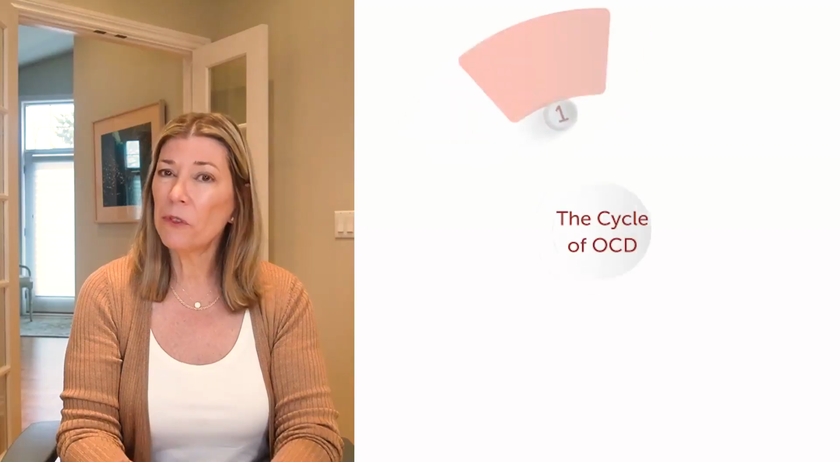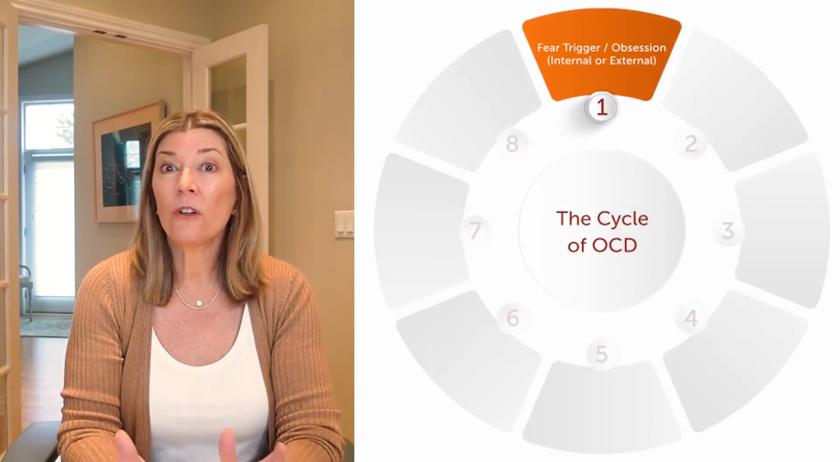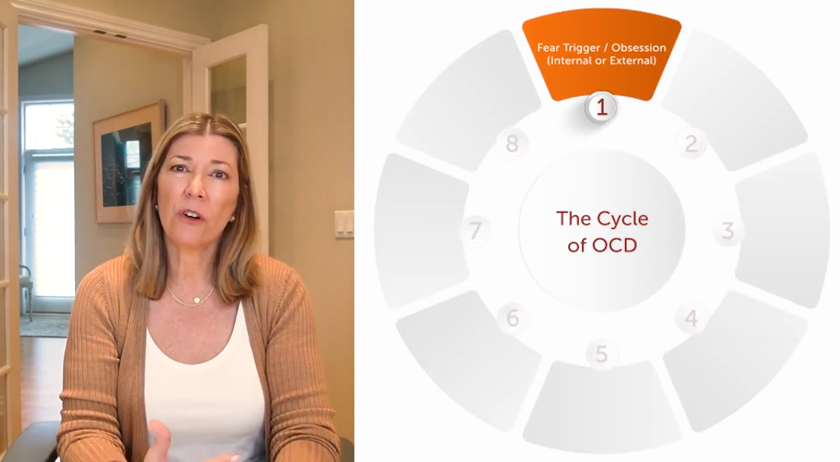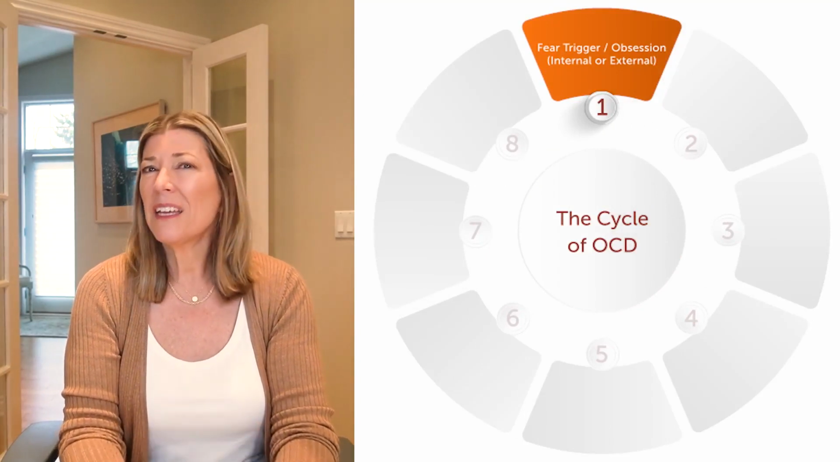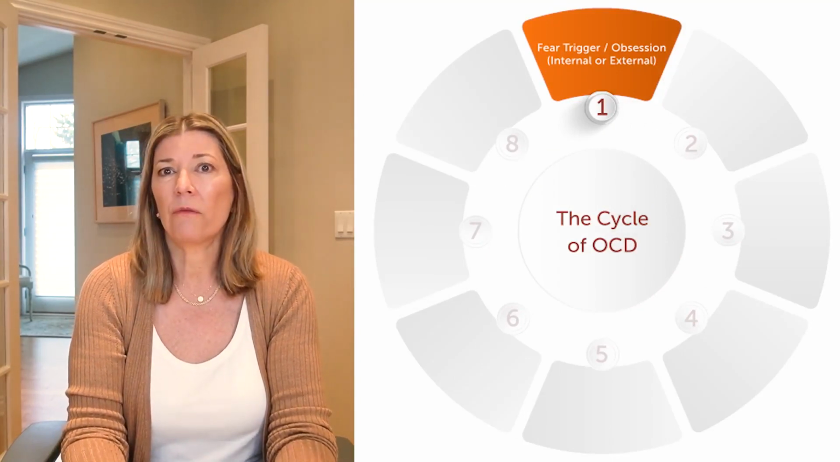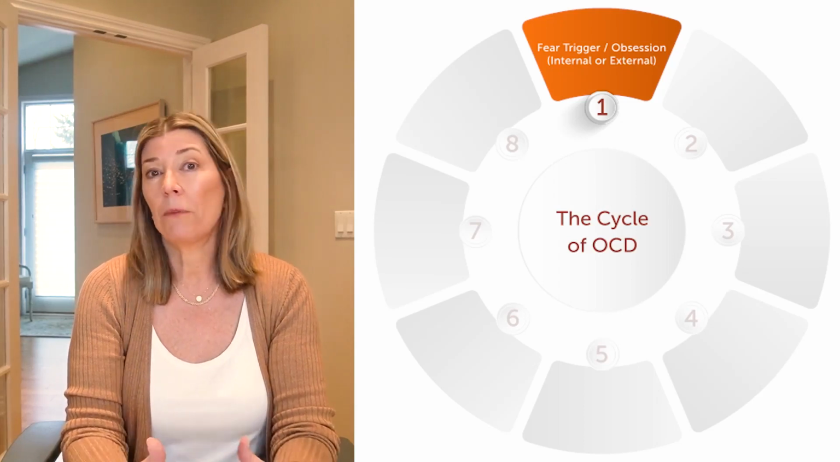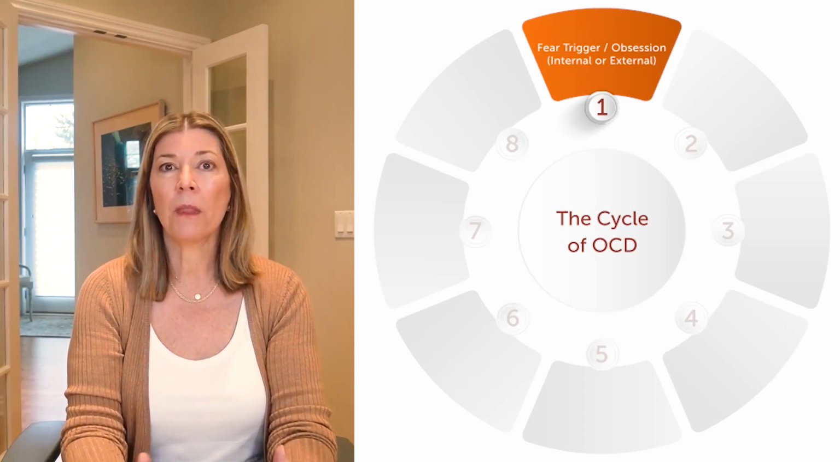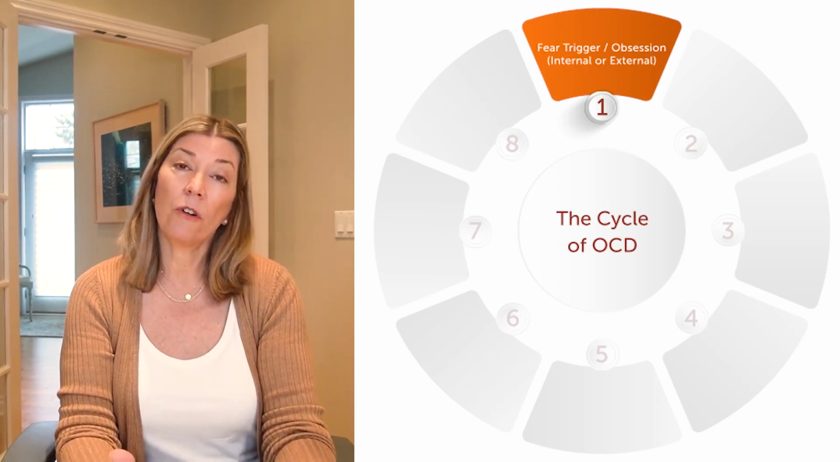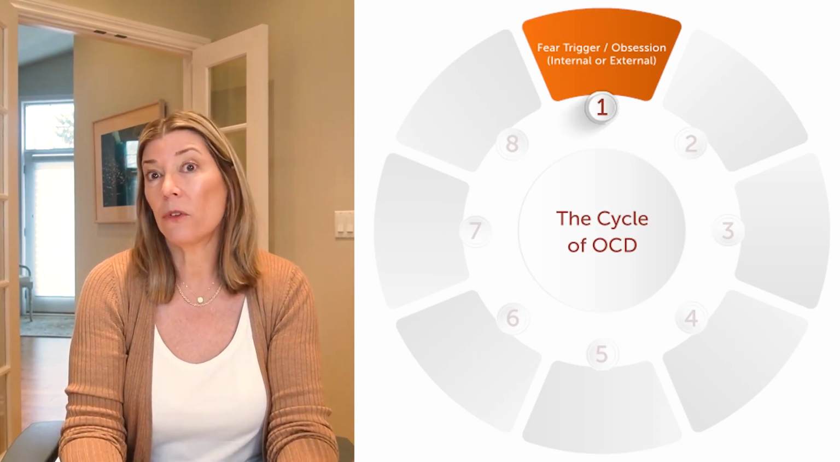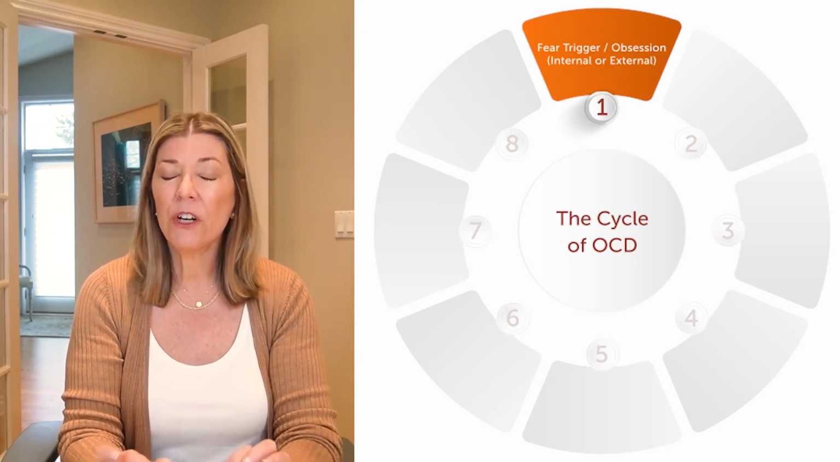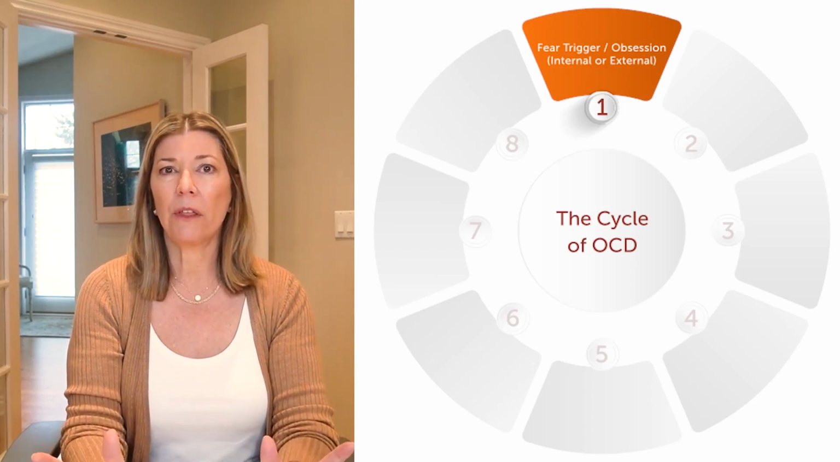To really see what's happening here with OCD, let's take a look at the OCD cycle together. First, at the top, there's a fear trigger or an obsession. This can be internal: a thought, an image, a sensation, or a feeling. It can be external too. It can be objects, activities, environments. For example, touching a contaminated object, leaving or entering buildings, driving for some people, or interacting with certain people. The stimuli or fear trigger can really be just about anything.